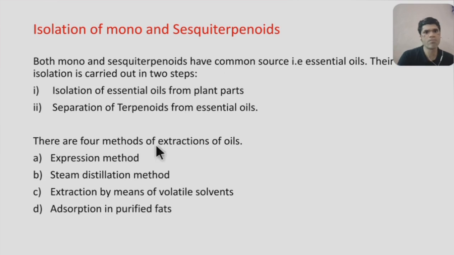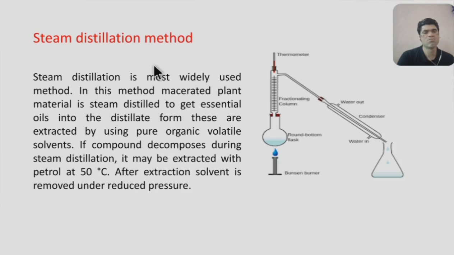There are four methods of extraction of oils. One is the expression method, steam distillation, extraction by means of volatile solvents, and adsorption in purified fat. Of these, we have to study steam distillation and extraction by means of volatile solvents. So let us move to steam distillation. Steam distillation is the most widely used method.